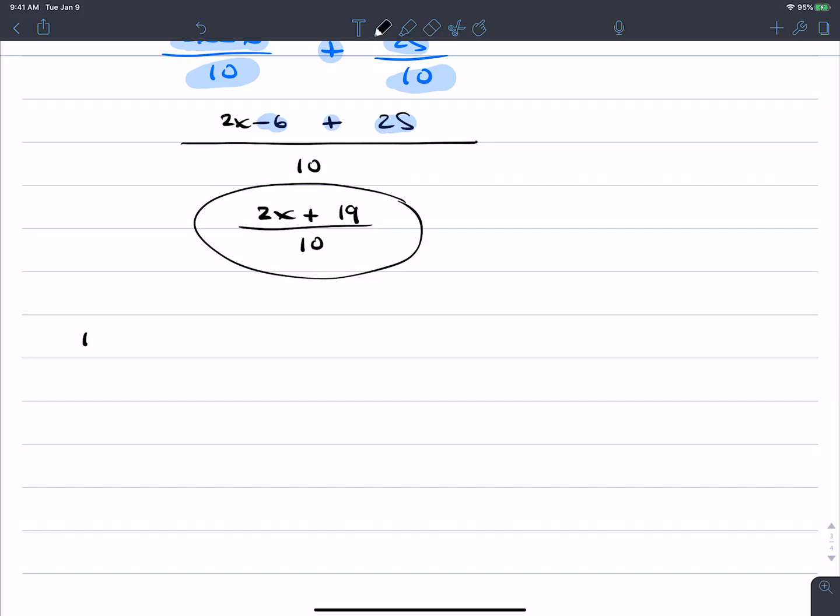So number 13 here, we'll have (x + 7)/4 − 9/5.